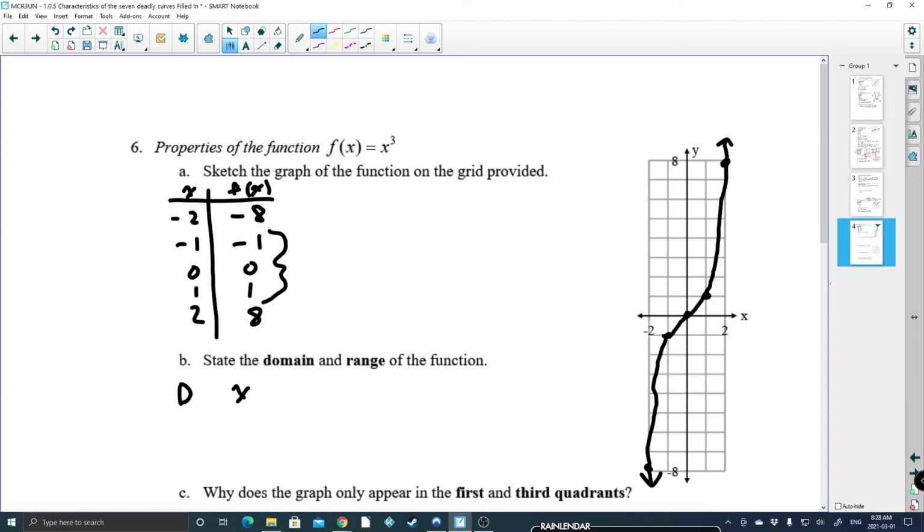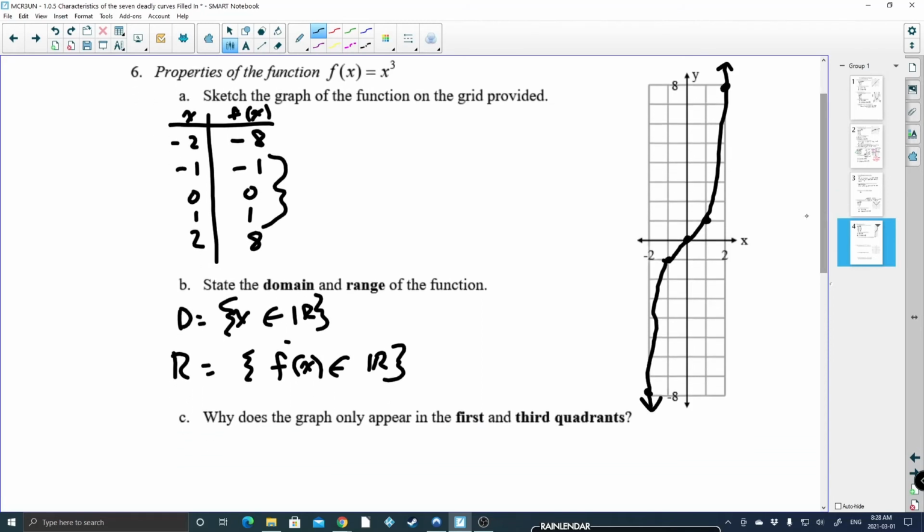Let's do the domain here. The domain is all x. So x is an element of R. And the range will be all y, because it does exist everywhere. All the y values are present, including decimals.